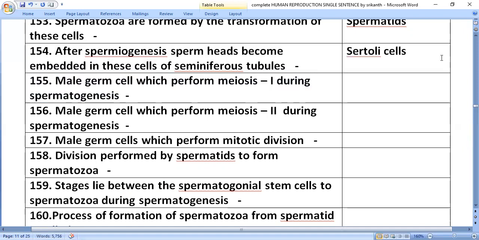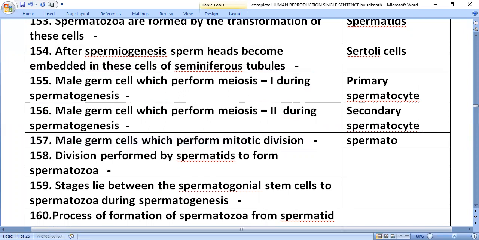Male germ cell which performs meiosis 1 during spermatogenesis, that is primary spermatocyte. Male germ cell which performs meiosis 2, secondary spermatocyte. Male germ cell which performs mitotic division, spermatogonia, sperm mother cell. Division performed by spermatids to form spermatozoa: no division at all, they just come for maturation.